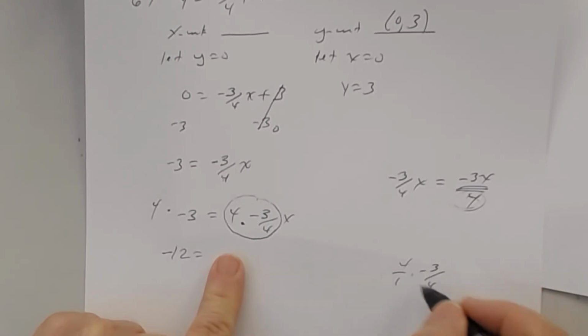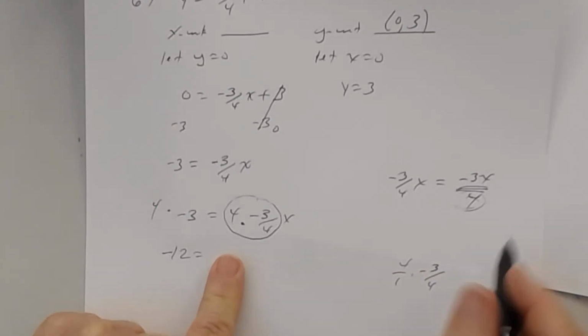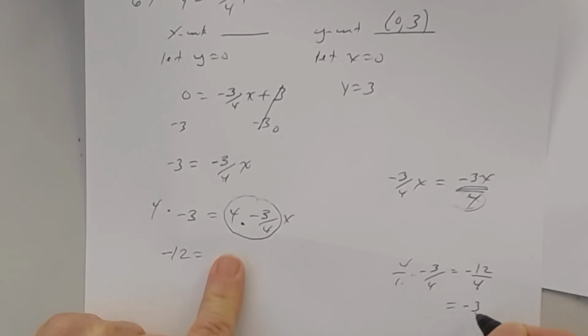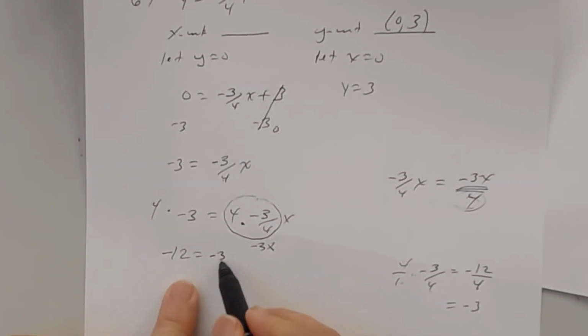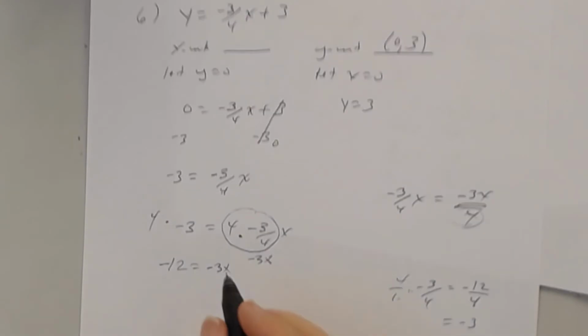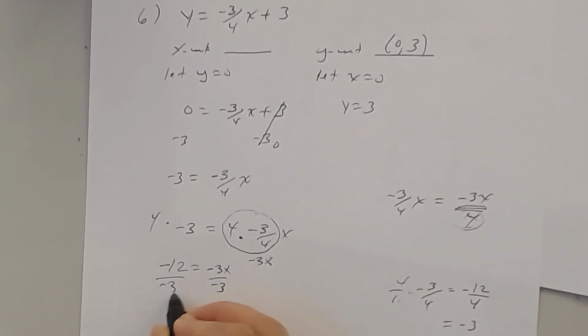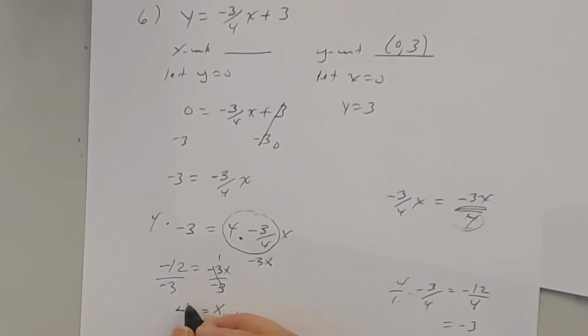All right, so I can reduce first or I can multiply first. Doesn't matter. We've dealt with this before. 4 times -3 is -12. 1 times 4 is 4. What do I get? -3, right? And it still makes sense because if I were to reduce first, the 4's divide out, what do you have left? -3. So do you agree that's -3x right here? Okay, so -12 equals -3x, and then finally divide by what? -3. So you found your x-intercept. What's the x-intercept? 4. The x-intercept is 4.